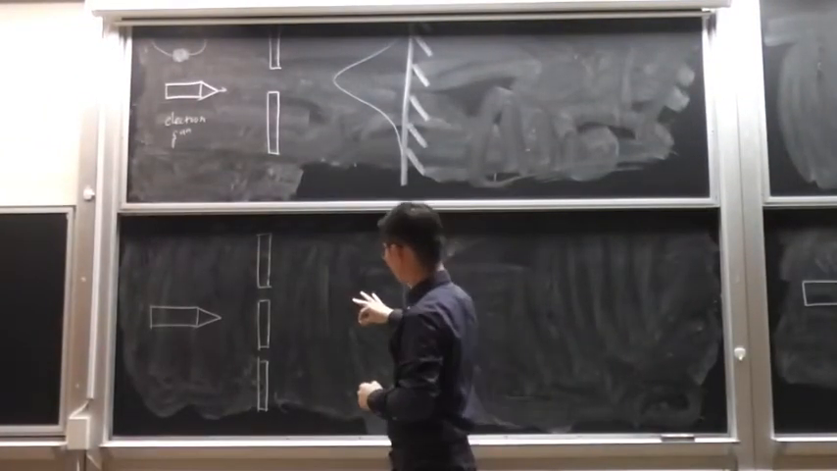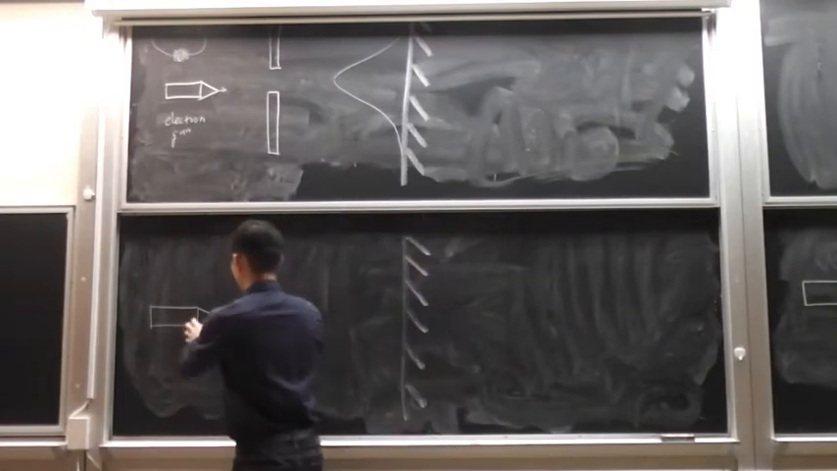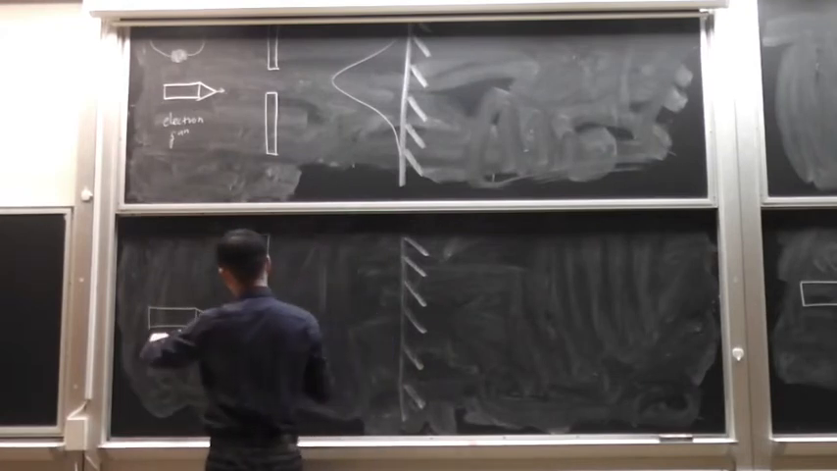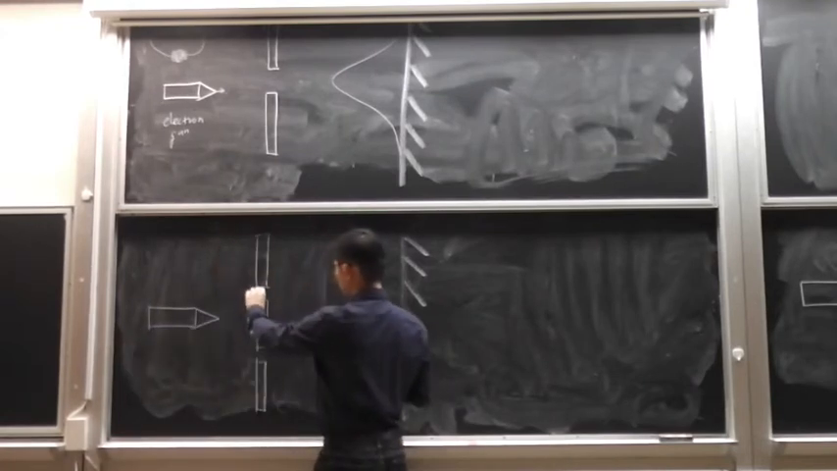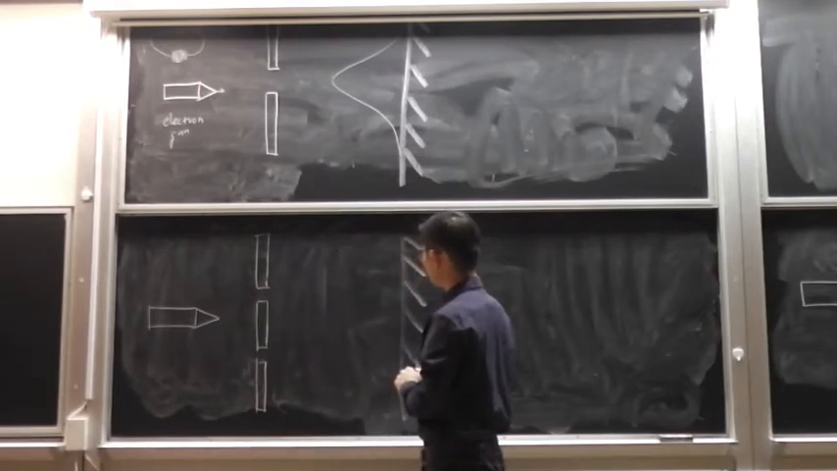So in this experiment, we have the same electron gun, sending electrons one by one, but it can be further away. So it's not always in here. It's far away, and if these two slits are close enough and also small enough, then we see something else.